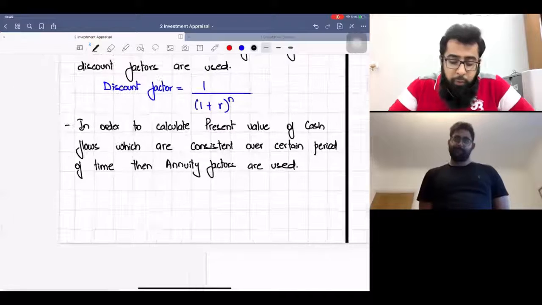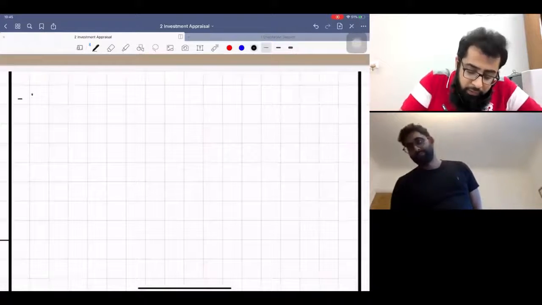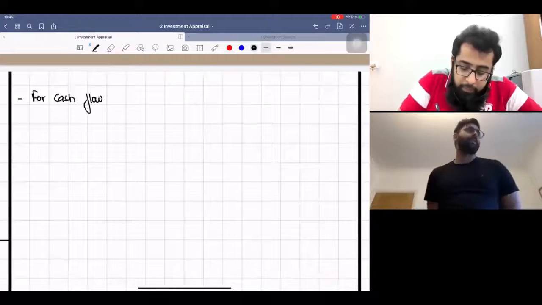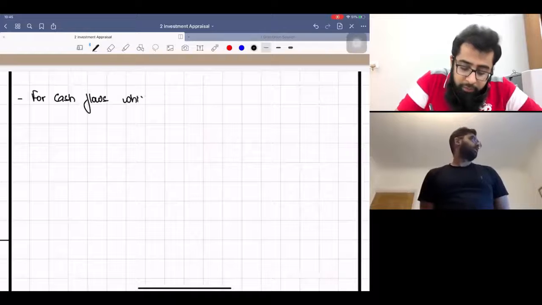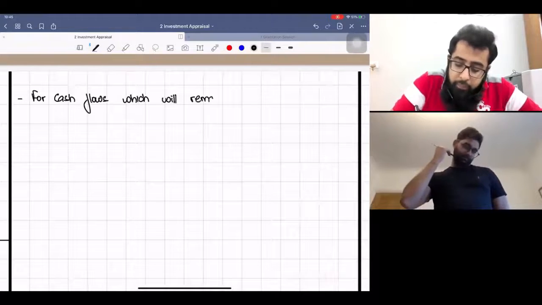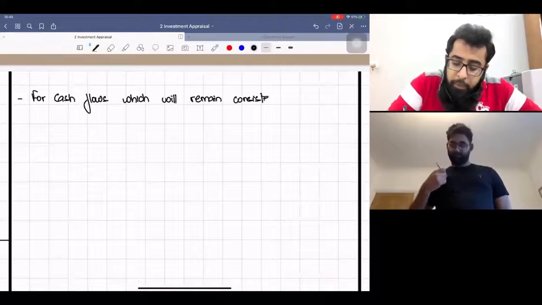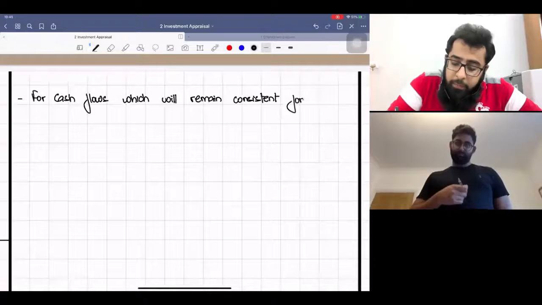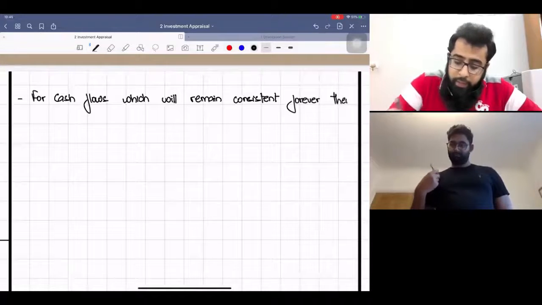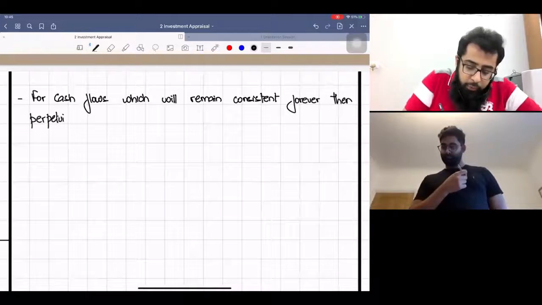For cash flows which will remain consistent forever, perpetuity factors are used. So basically meaning, yeah, it's the infinity number of years, which will remain consistent forever. Then perpetuity factors are used.